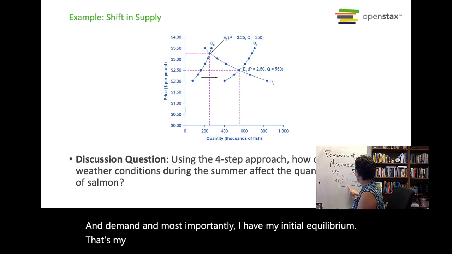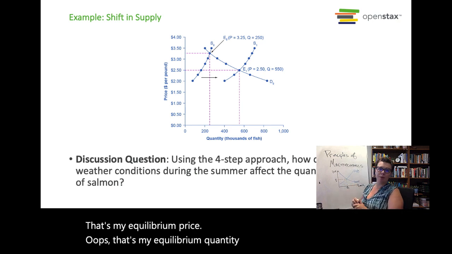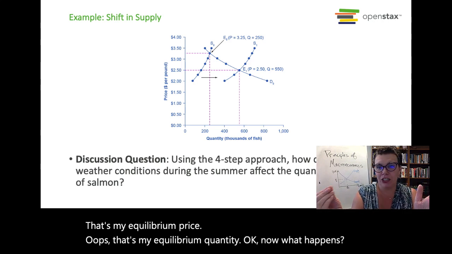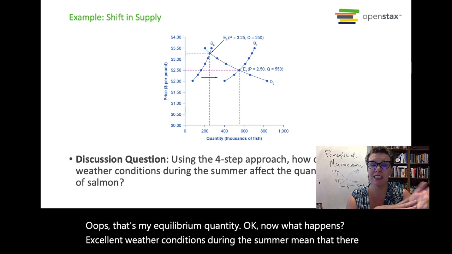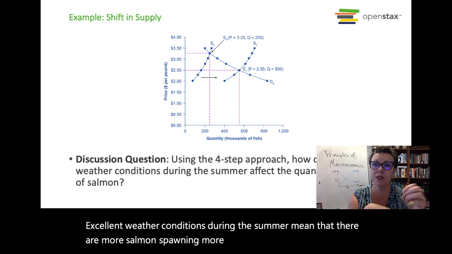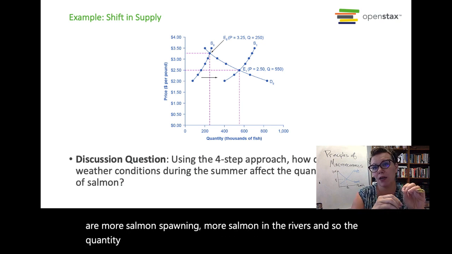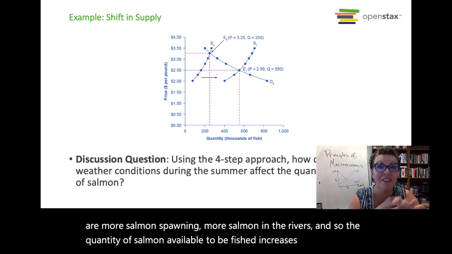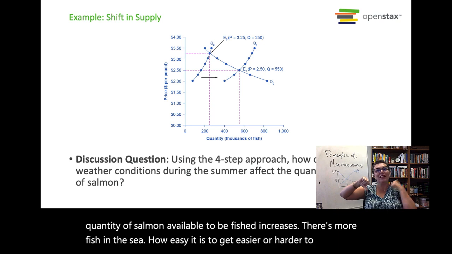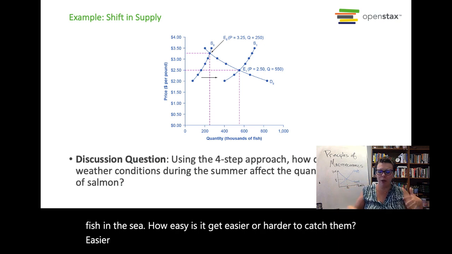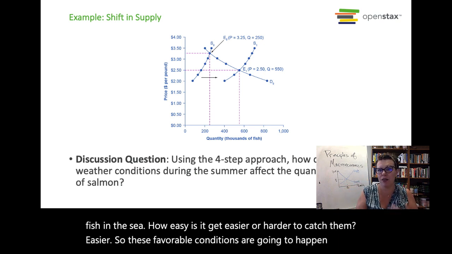That's my equilibrium price, and that's my equilibrium quantity. Okay, now what happens? Excellent weather conditions during the summer mean that there are more salmon spawning, more salmon in the rivers, and so the quantity of salmon available to be fished increases. There's more fish in the sea. How easy is it? Does it get easier or harder to catch them? Easier. So these favorable conditions are going to have an effect on this market.